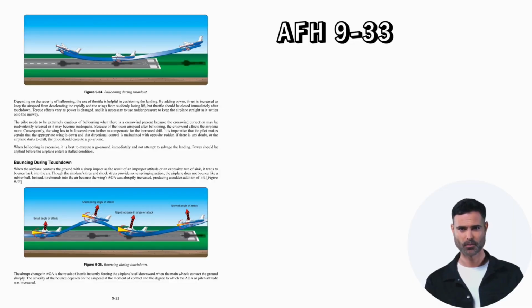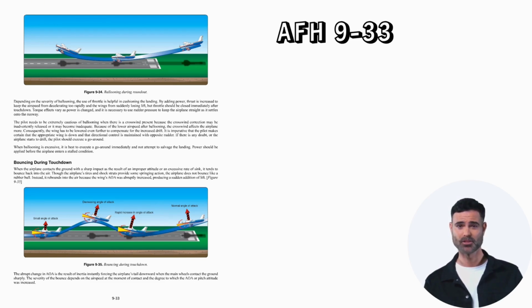Depending on the severity of ballooning, the use of throttle is helpful in cushioning the landing. By adding power, thrust is increased to keep the airspeed from decelerating too rapidly and the wings from suddenly losing lift, but throttle should be closed immediately after touchdown. Torque effects vary as power is changed, and it is necessary to use rudder pressure to keep the airplane straight as it settles onto the runway.